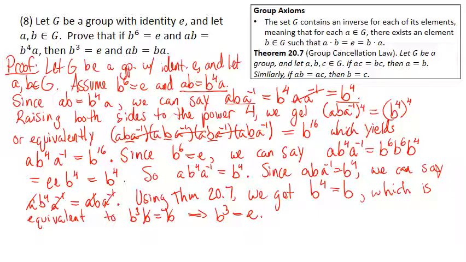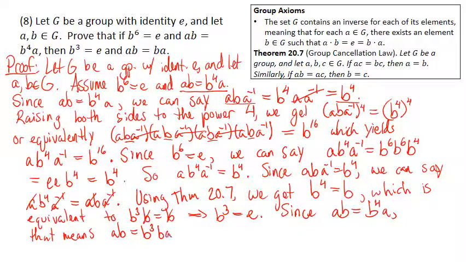And now to show that ab equals ba is not very hard. So I'm just going to use the fact that, going back to the original problem statement, ab equals b to the fourth a. That means ab equals b cubed ba. So I'm separating the fourth power there, which is the same as ba. So ab equals ba. And that is it.